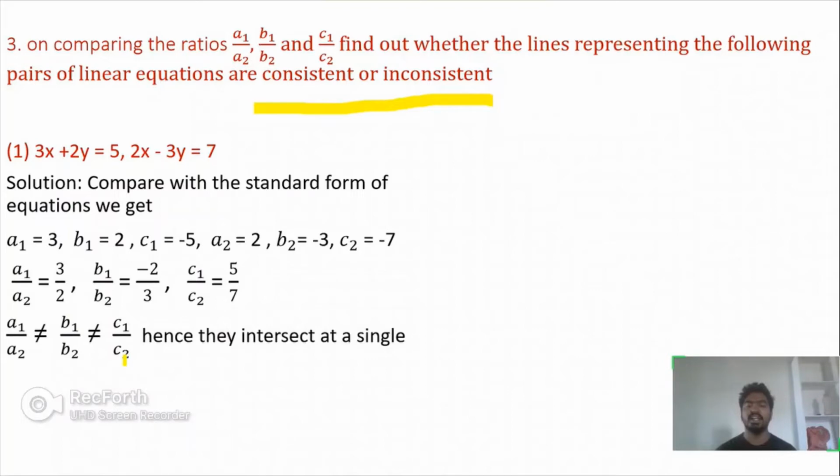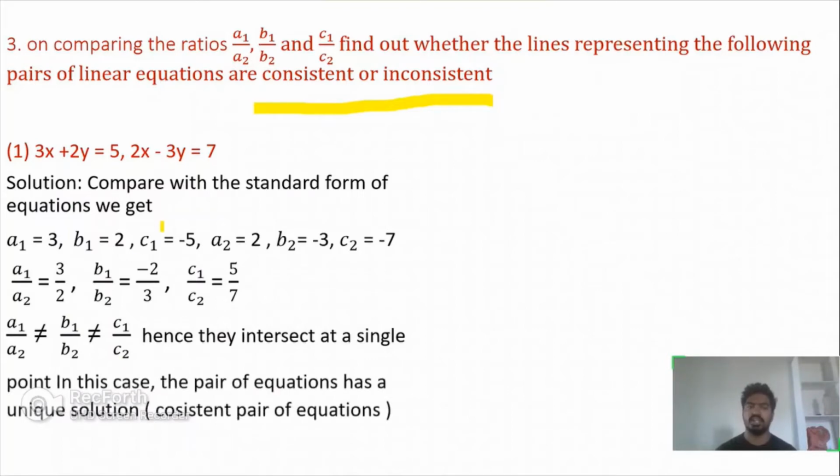Hence, they are intersecting at a single point. So, in this type of case, the pair of equations has a unique solution and it is treated as a consistent pair of equations. Okay. Second problem.